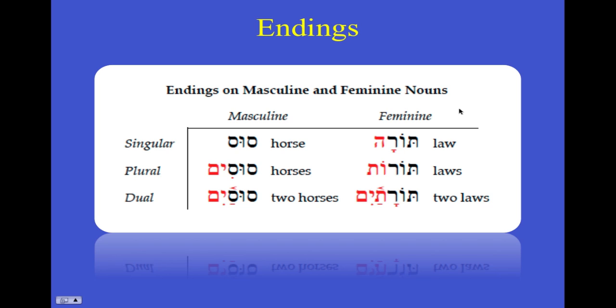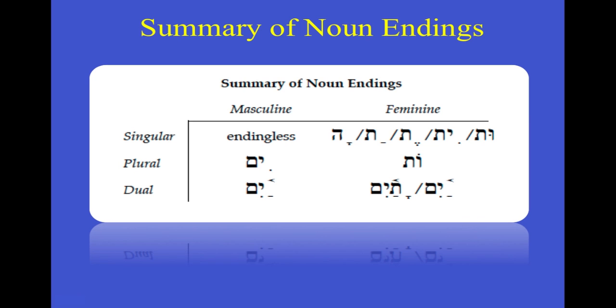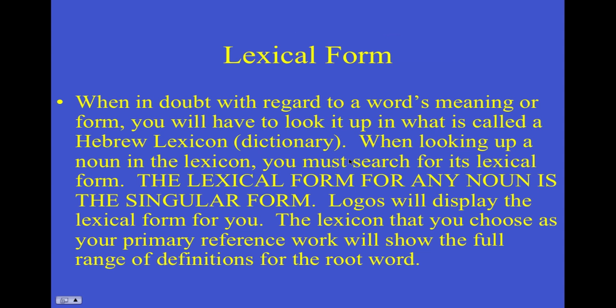Now, Logos is going to parse this for you and tell you what is masculine, feminine, singular, plural, or dual, but just so that you could see this, there are endings that are added to the ends of words. So your summary chart, basically, these are all the endings. They're fairly static. Singular endingless means that it's going to be the basic form of the word. All these other things are going to be added onto nouns.